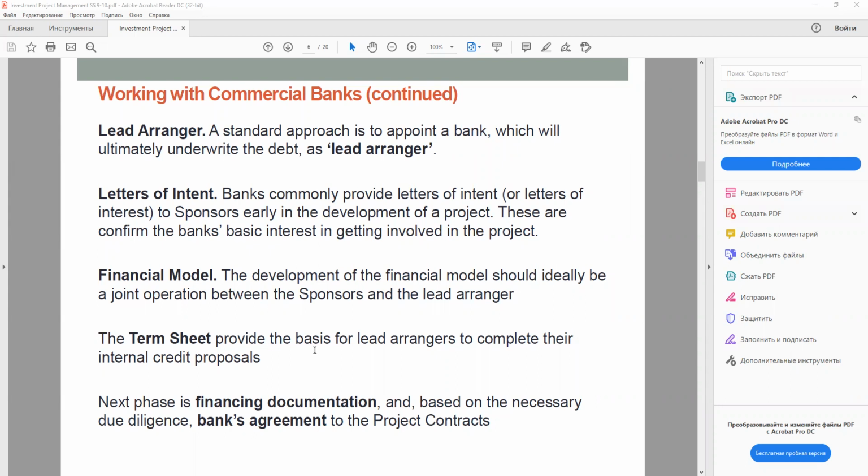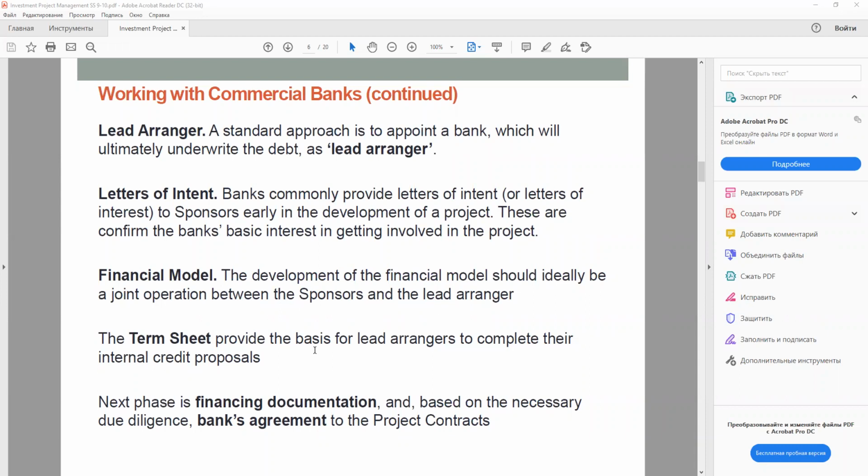And we have a letter of intent. Banks commonly provide letters of intent or letters of interest to sponsors early in the development of the project. They are usually short, only 1-2 pages long, and confirm the bank's basic interest in getting involved in the project. If this letter requires the sponsors to deal exclusively with the bank concerned, this may amount to a lead arranger's mandate letter.